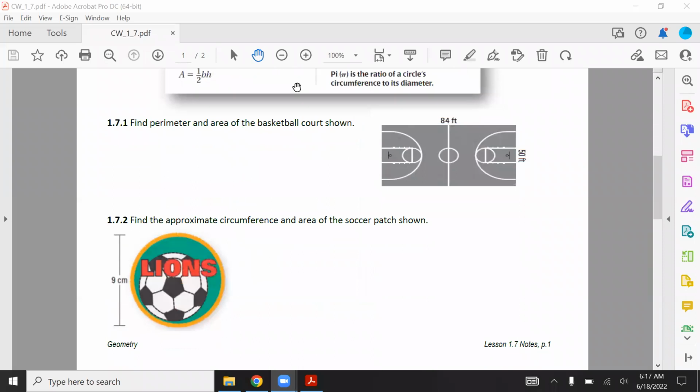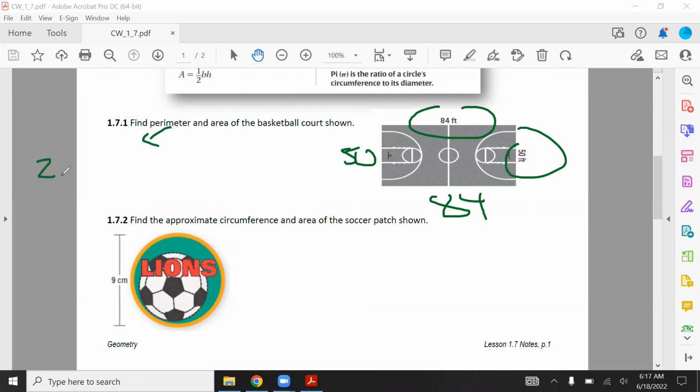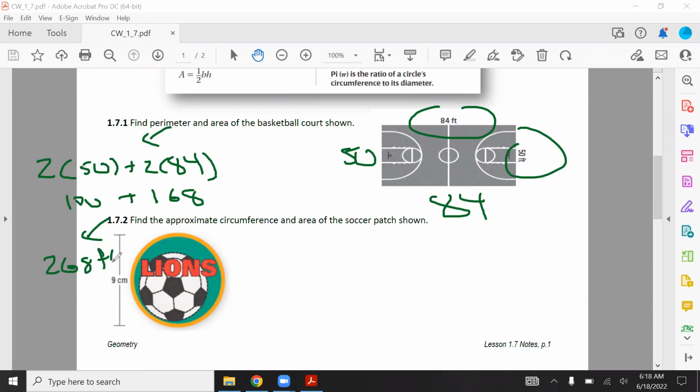I'm here asked to find the perimeter and area of the basketball court. Well, if that's 84, that's 84, right? That should be intuitive. And if that's 50, that's 50. So the perimeter is simply multiplying one of the dimensions by 2 and adding it to 2 times the other dimension. Or you can just add 50 to 50, 84 to 84. Same thing. It's up to you. That's 100. That's 168 if you use a calculator. And you get 268. And don't forget units, 268 feet.